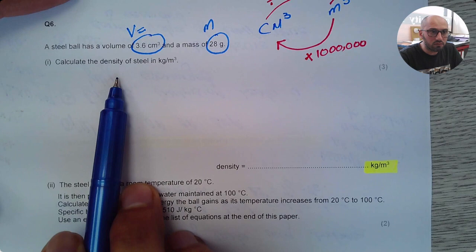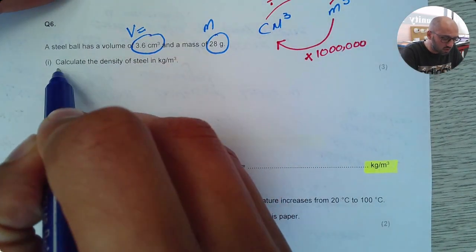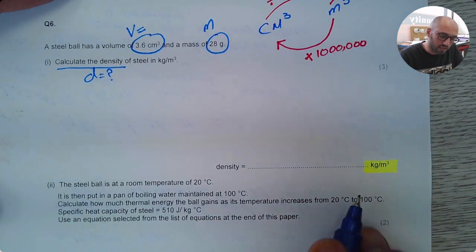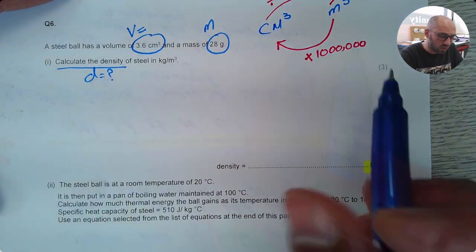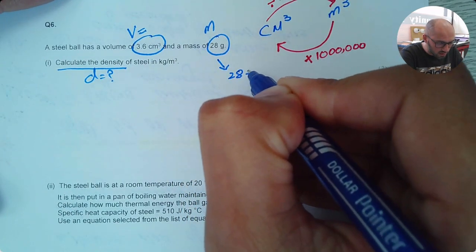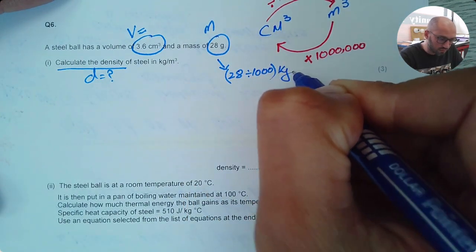In this question, we've been given the value of volume and the value of mass. The question asks us to work out the value of density, and to give our answer in kilograms per meter cube. If I look at my mass, it is in grams, so I'll have to convert this into kilograms. I'll have to do 28 divided by 1,000. This is now in kilograms.